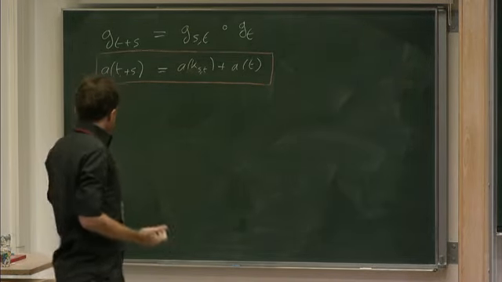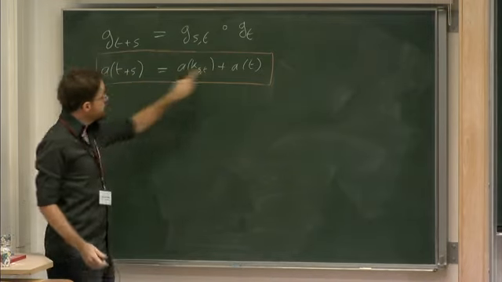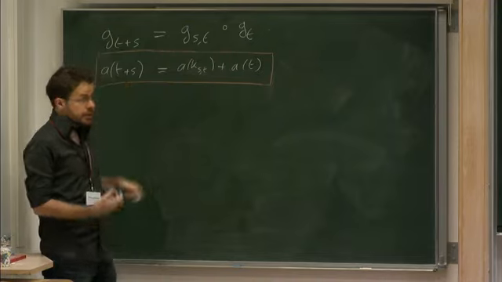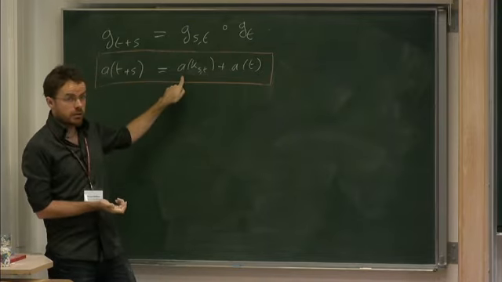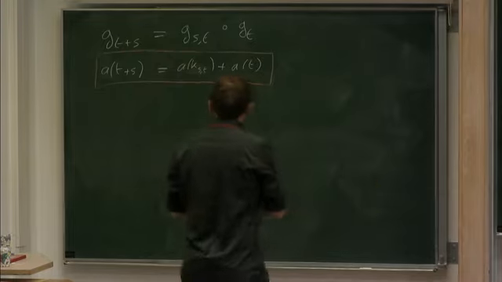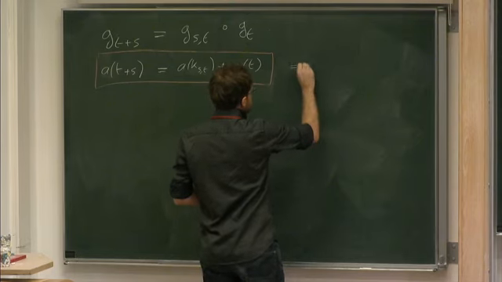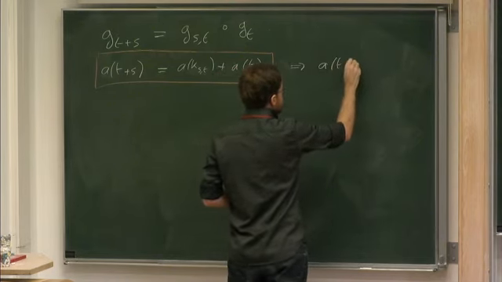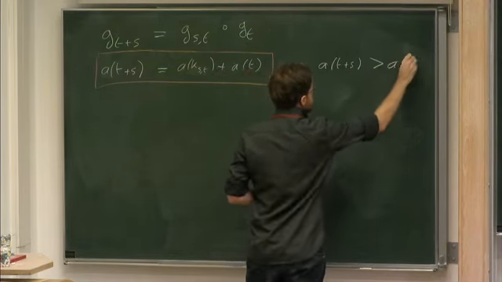So this tells us that the increment of A between times t and t plus s is itself the capacity of something. And we know that capacities are strictly positive. So from that we get that A of t plus s is strictly bigger than A of t.